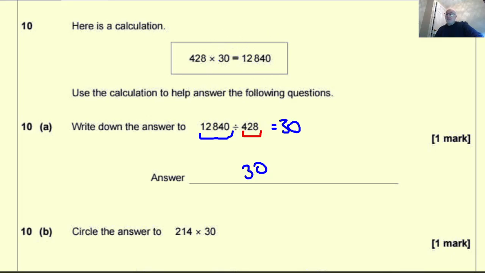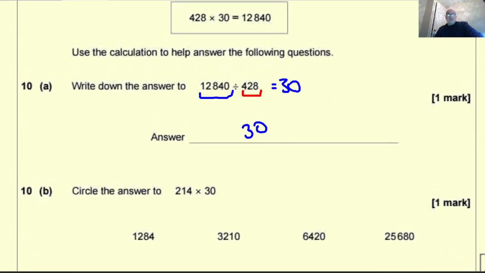Let's have a look at the second part for this one. It's now wanting me to circle the value, so it's giving me 4 different values. So just be aware that they may be trying to mislead you on this one. Let's see what I've got the same. My 30 is the same.